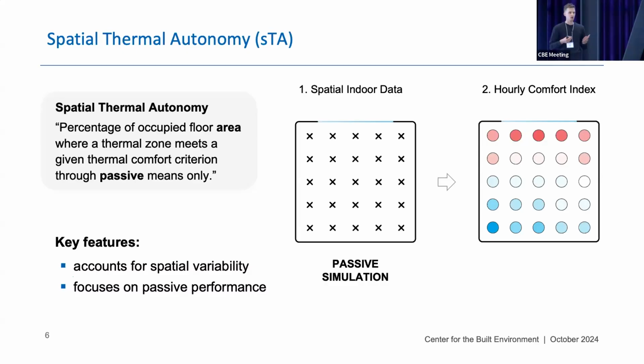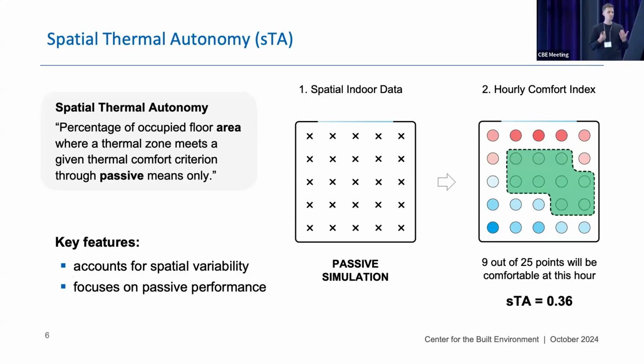And in my example on the right-hand side, a red dot denotes uncomfortably hot conditions, a blue dot denotes uncomfortably cool conditions, and what is displayed as white usually means neutral. So in this case, we have 25 points, and 9 out of these points are neutral. So basically, in this case, and as an hourly result, the STA would be 0.36 or 36%. That means that 36% of the space is likely to be perceived as comfortable at this point in time.